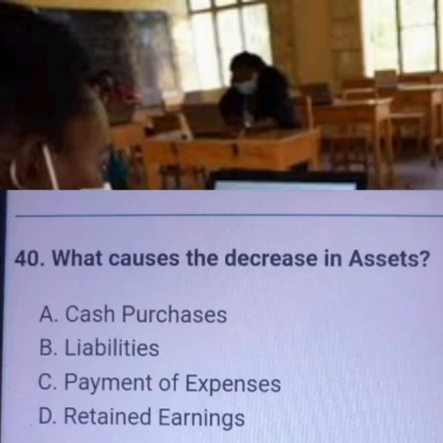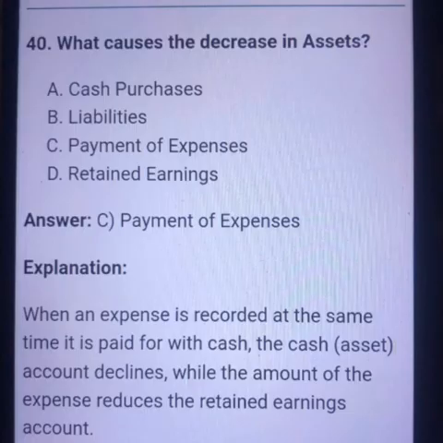Question number 40. What causes the decrease in assets? A. Cash purchases. B. Liabilities. C. Payment of expenses. D. Retained earnings. Answer is C. Payment of expenses.